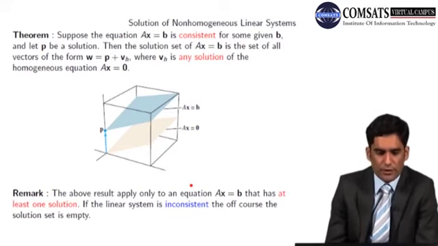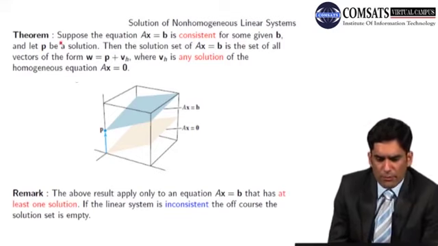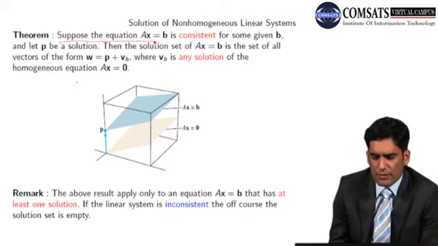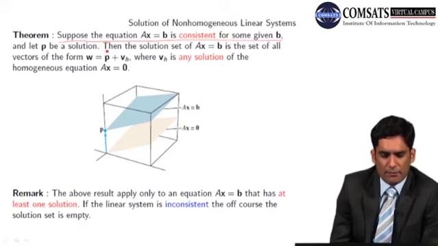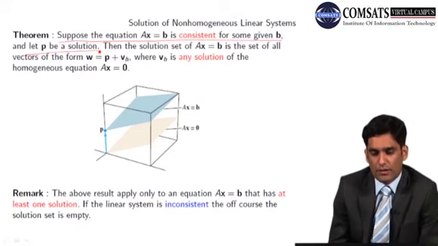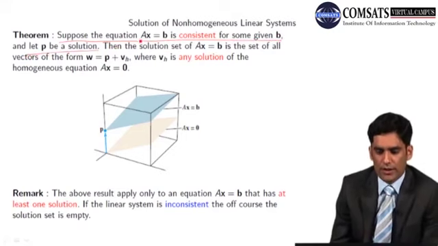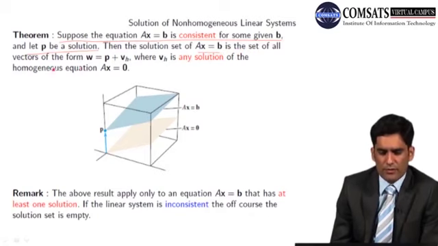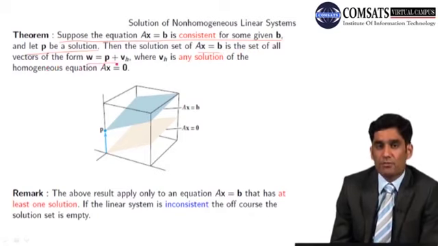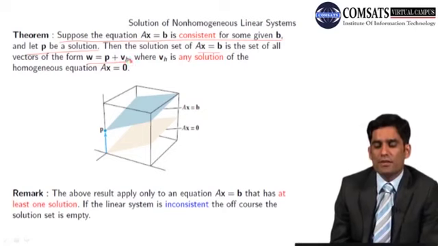So we have the theorem. Suppose the equation AX equals B is consistent for some given B, and let P be a solution. P is a solution of the non-homogeneous system. Then the solution set of AX equals B, the non-homogeneous system of linear equations, is the set of all vectors of the form W equals P plus VH, where VH is any solution of the homogeneous equation.